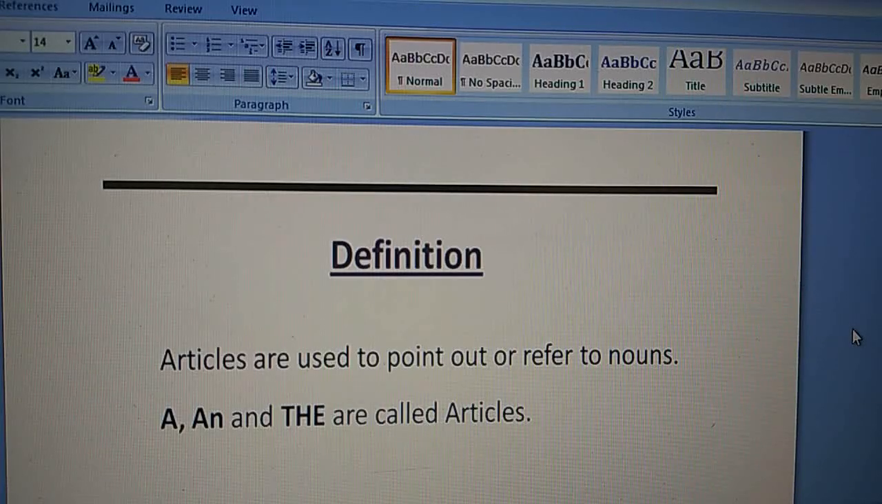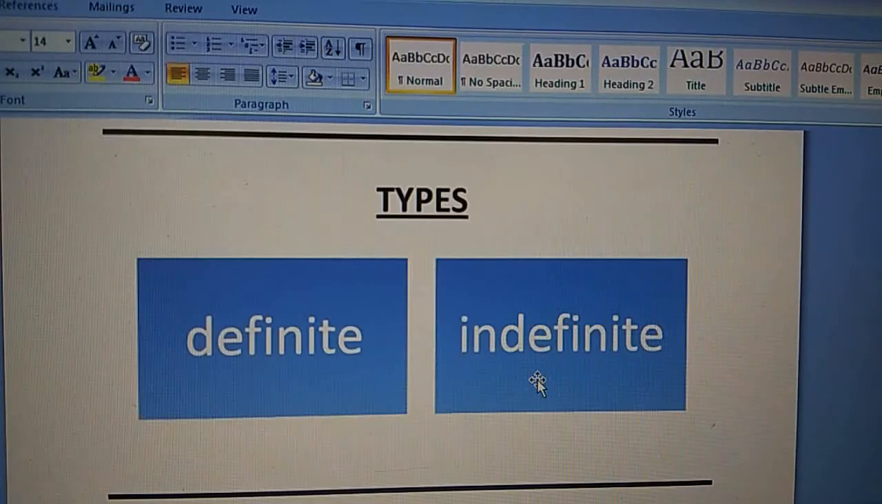So dear students, first of all, let's see the definition of articles. Articles are used to point out or refer to nouns. A, an and the are called articles. I repeat, articles are used to point out or refer to nouns. A, an and the are called articles. There are 2 types of articles: definite articles and indefinite articles.